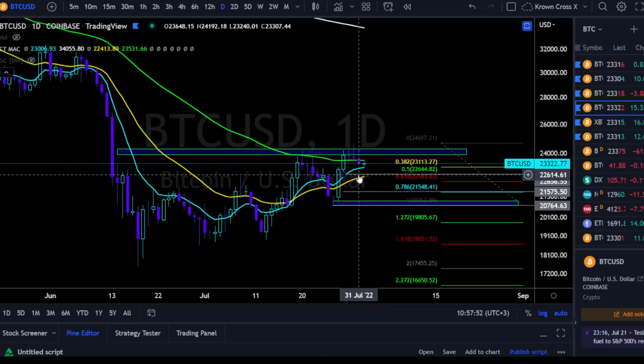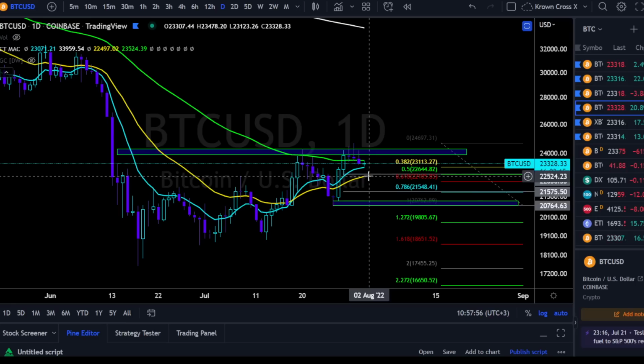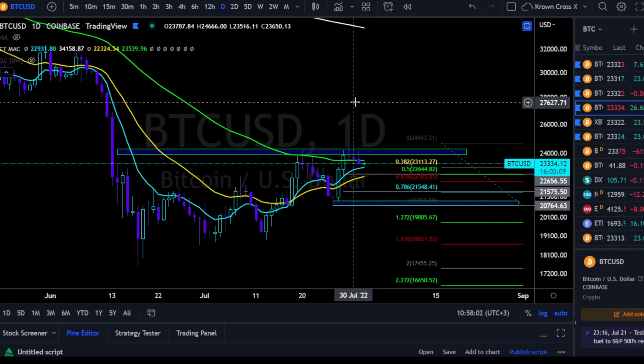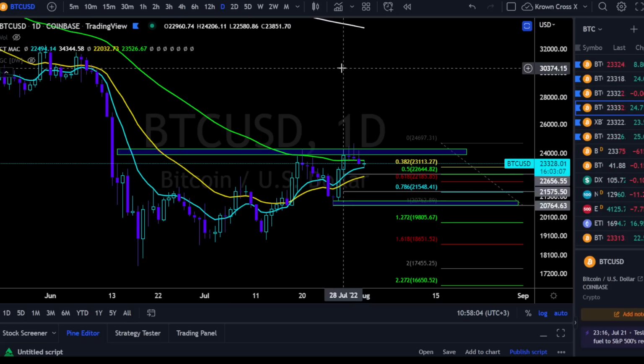Probably going to try a little bit of downside, and for the bulls' sake, hopefully it puts in a bit of a higher low, basically around $22,000, assuming that 22.6 fails. So I kind of combined a bunch of different timeframes there. I hope that was clear.